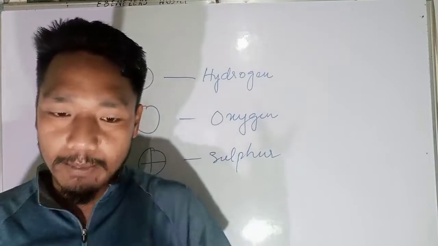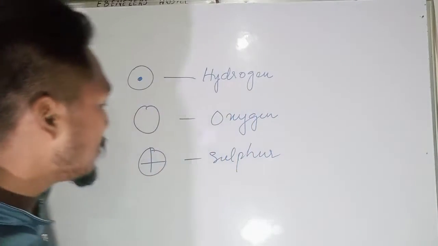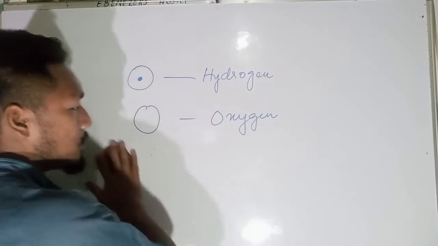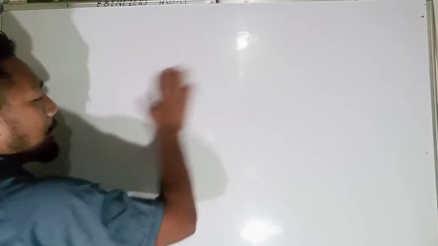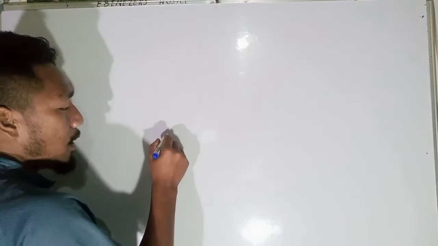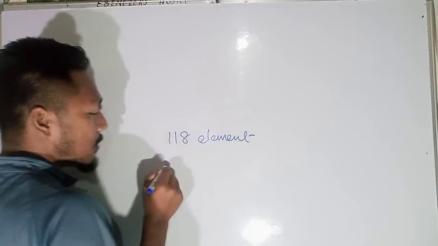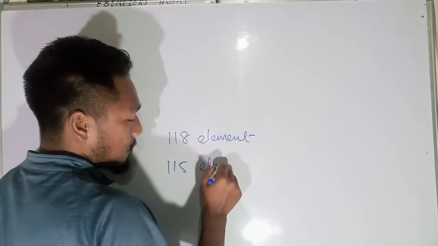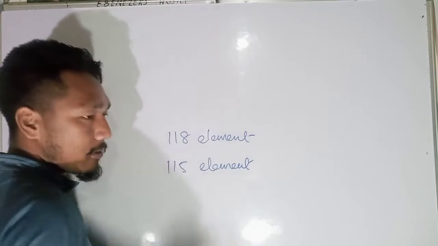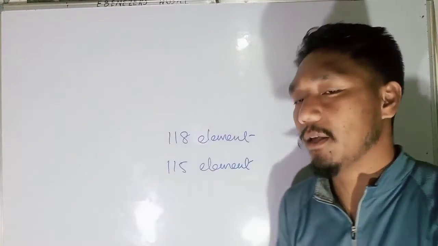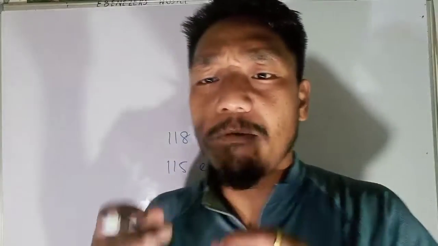But the more we advanced, the more new elements we discovered. As I already told you, in recent chemistry books, some say there are 118 elements in the universe, and in some books they say 115 elements. Both are correct for us. So we have 118 elements in our universe.